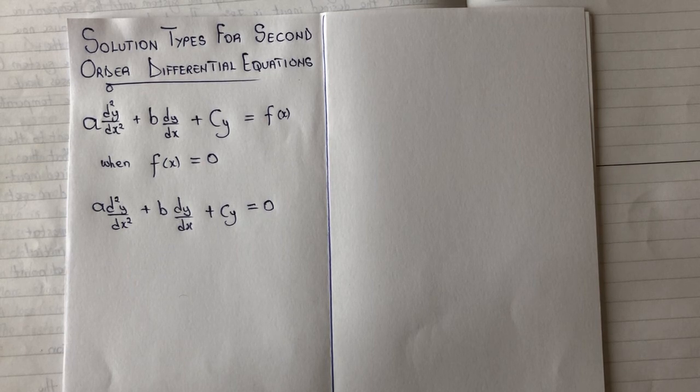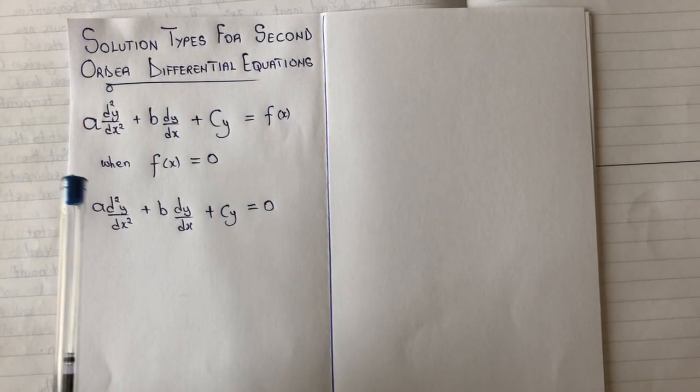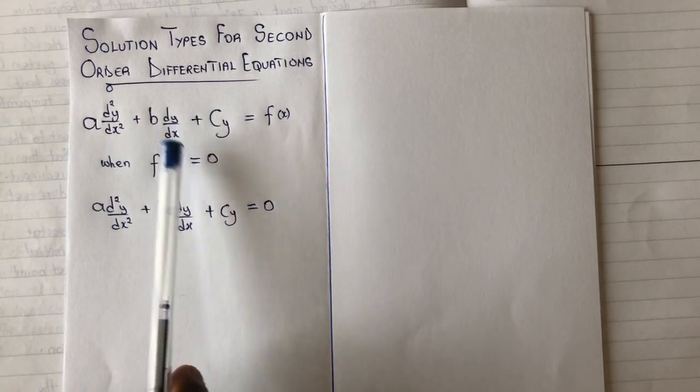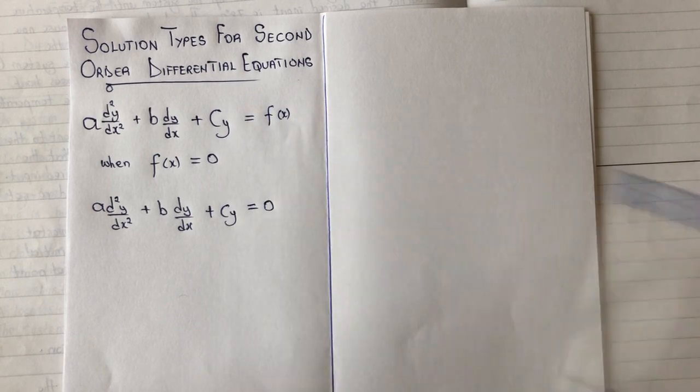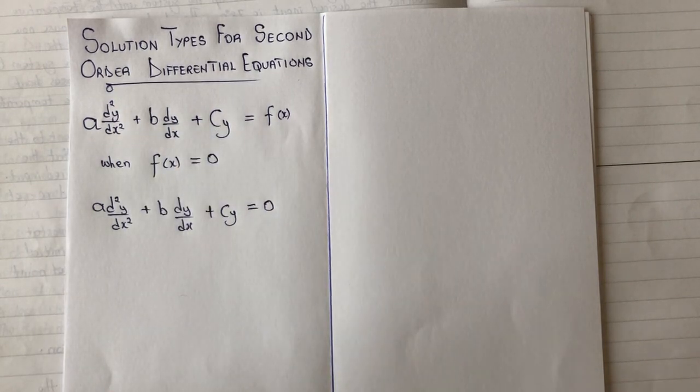need time to go through all the solution types for the complementary function and the particular integral function, to be able to generate the general solution for a second order differential equation. In this video, I have a function of this form: any function of the form a d squared y over dx squared plus b dy/dx plus cy equal to f of x. It's a second order differential equation where a, b, and c are constants.